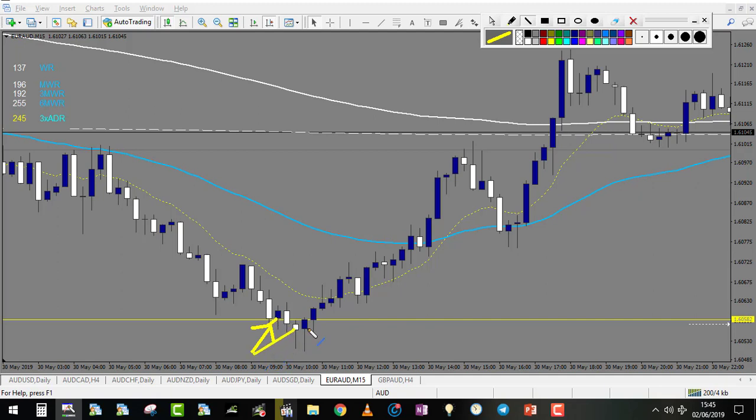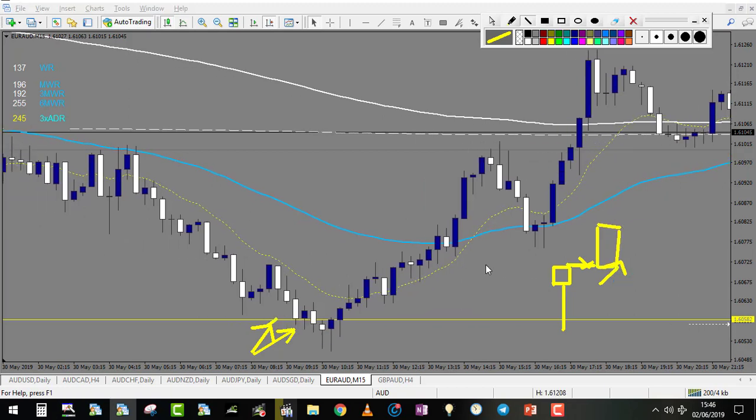Those are qualified pin bars. When the high of this pin bar is broken up, in this specific example since we want to buy, we need a candle to break this level and close above it. The opposite side applies if it's a sell setup.